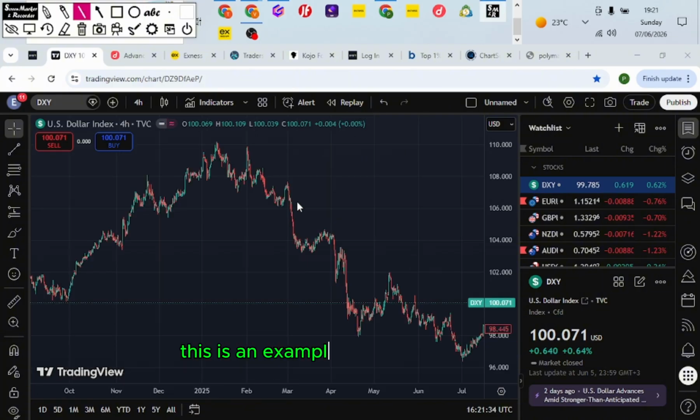Now this is an example of a downtrend of market structure. From here, it came down to this place, and from it created another higher low, lower low, higher low, lower low, higher low, lower low, higher low, lower low.